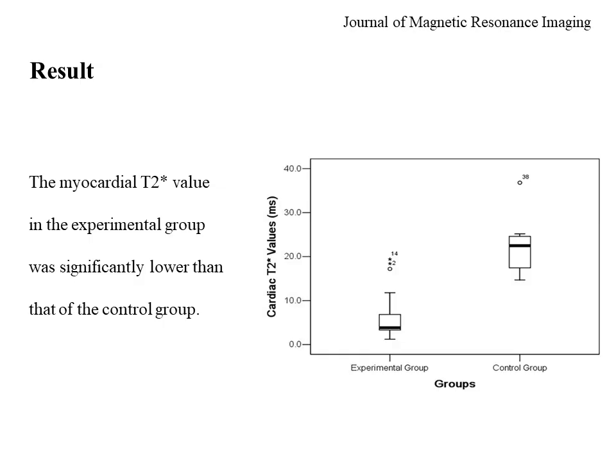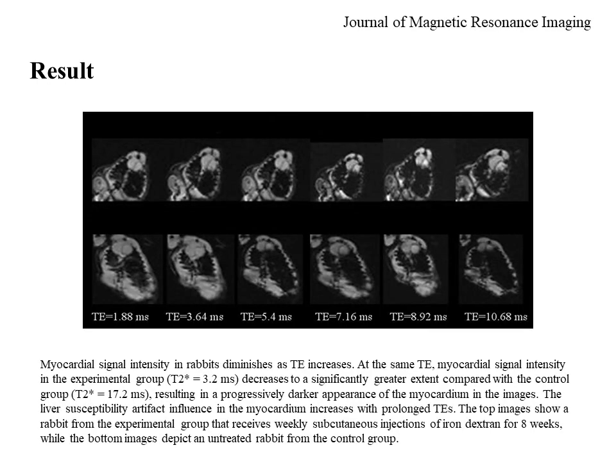Results. The myocardial T2* value in the experimental group was significantly lower than in the control group. Myocardial signal intensity in rabbits decreased with increasing TE. At the same TE, the experimental group's myocardial signal intensity (T2* equals 3.2 millisecond) was significantly lower than that of the control group (T2* equals 17.2 millisecond), resulting in a progressively darker myocardium in the images.